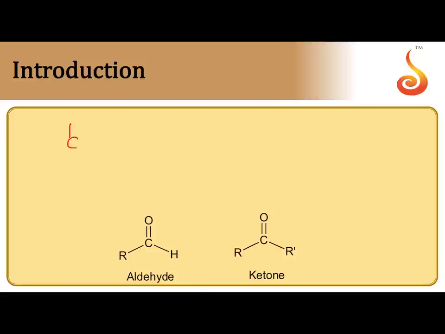Organic compounds containing C double bond O are called carbonyl compounds. The carbon gets partial positive charge, oxygen gets partial negative charge. The carbon is called carbonyl carbon or electrophilic carbon. If carbonyl carbon is attached to at least one hydrogen, that is called aldehyde. If carbonyl carbon is attached to two carbons, the carbonyl compound is called ketone.